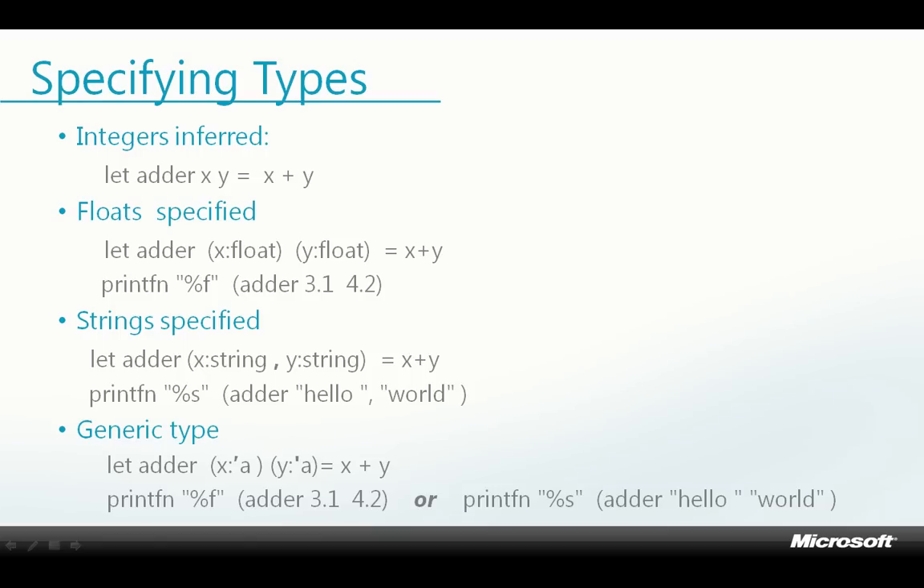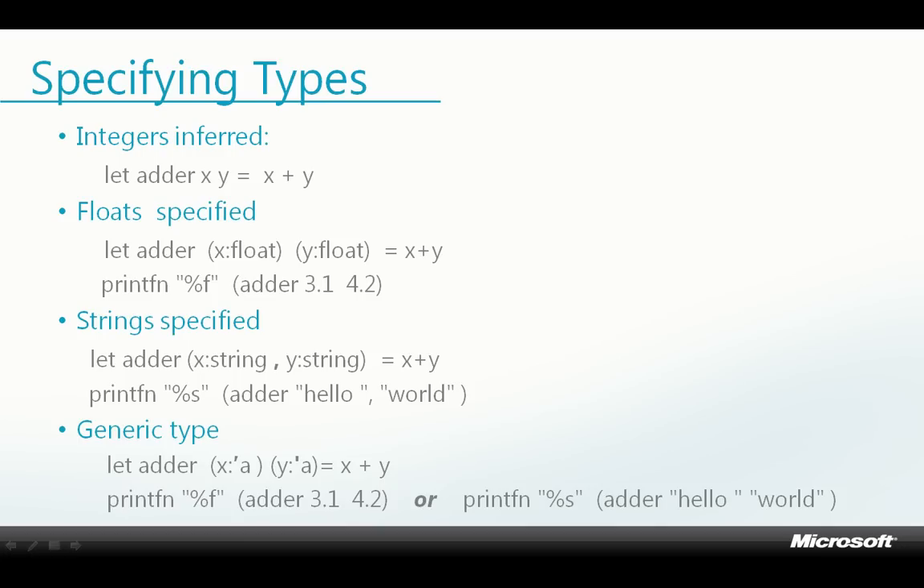That's this fourth category here, generic type. And the apostrophe in front of the identifier name means that the identifier is generic, and so it could be bound to any data type. So I'm saying X can be any data type, Y can be any data type. That's what that apostrophe A means. So if I say it's generic, then F# won't try to infer a type until runtime, when it can see what type is passed in as X.